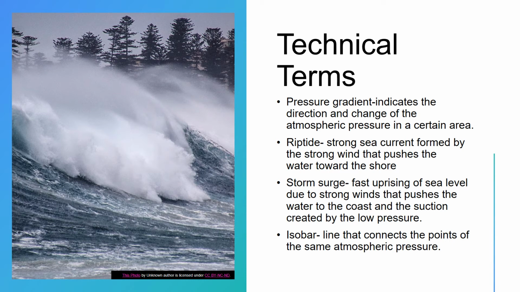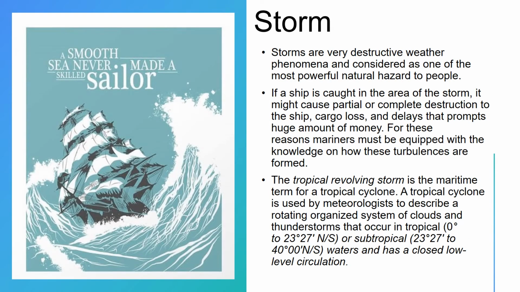So yung isobar na yan, mapapansin yung parang nakapalibot dun sa area kung saan may barometric pressure reading. So kung mapapansin nyo dun sa mapa, yung mga 10, 25, tapos parang may bilog, or parang may boundary, yun yung isobar. So we have a storm. Storms are very destructive weather phenomena and considered one of the most powerful natural hazards to people.